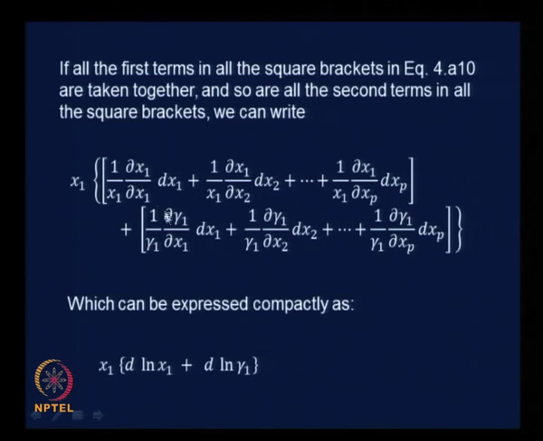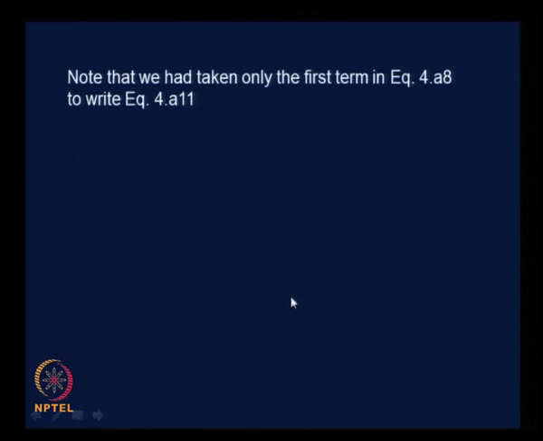So, this becomes d ln x1, this becomes in the same fashion d ln gamma 1, and of course you have an x1 here, therefore this becomes x1 into d ln x1 plus d ln gamma 1, and this is just the first term, remember that. We will call this equation 4a11, and as mentioned that is just the first term. All other terms are going to reduce to that compact form.